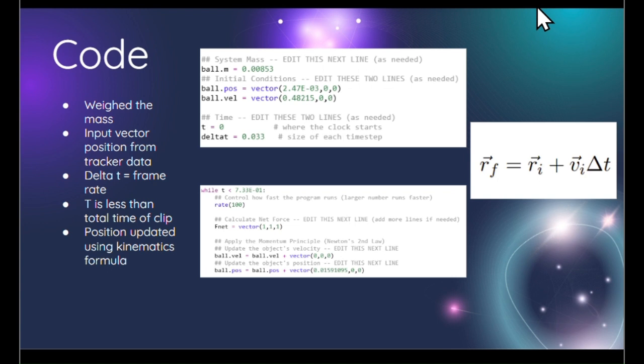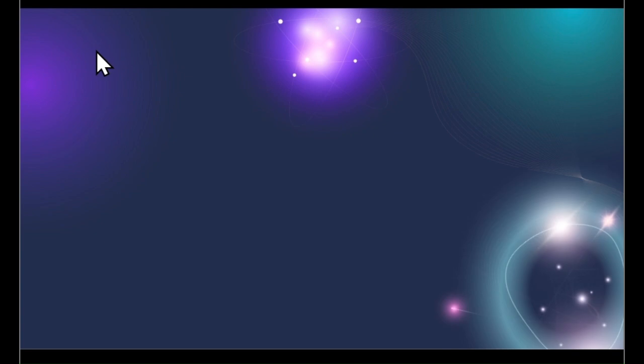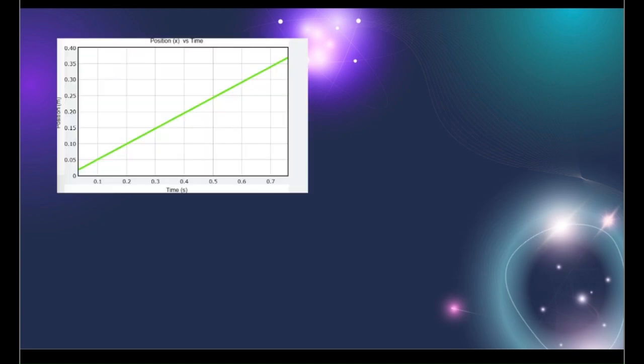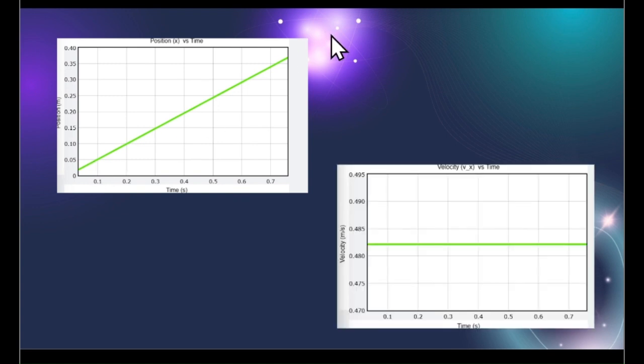There was no net force applied, so I didn't worry about that line of code, which means I really didn't have to input the ball's mass, because this would only be necessary if a net force were applied. Here's the data which was received from the code. You can see the slope of position versus time is linear, meaning velocity is constant in this model.